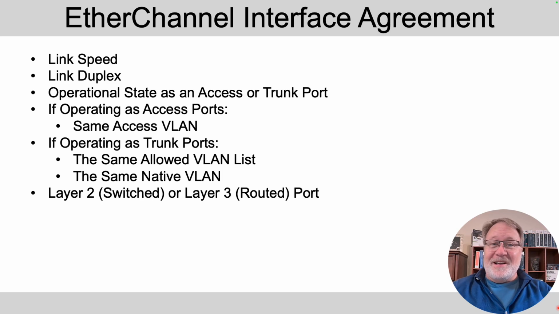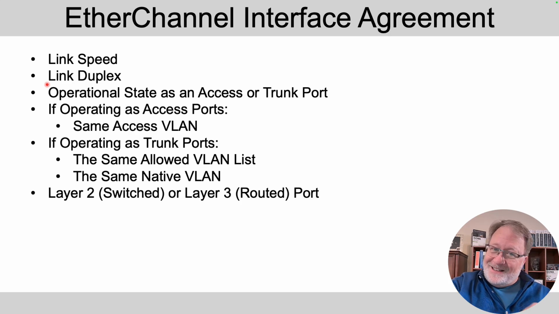So you're probably sitting there thinking, come on, Wendell, what has to match up? Well, here you go. Of all the links on one switch, so this is a check done on a switch, like on switch D1, it'll check all the links you try to add into that EtherChannel to make sure the link speeds match and the link duplexes match. Its operational state as an access or trunk port. In other words, both of those links need to be access ports or both need to be trunk ports on that one switch, or all 4 or all 8, or however many you put into the EtherChannel.